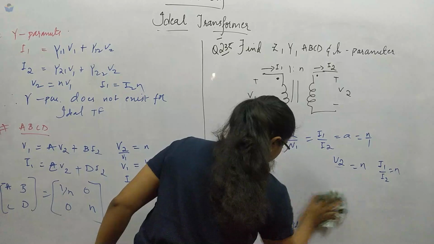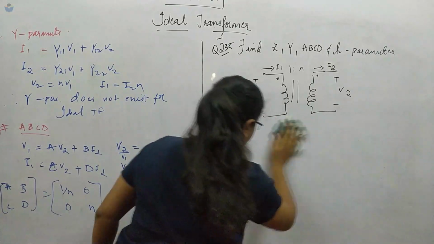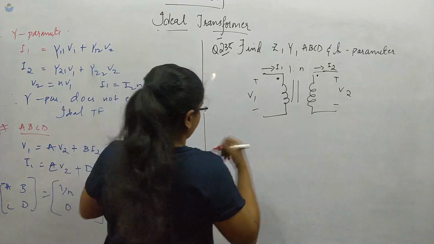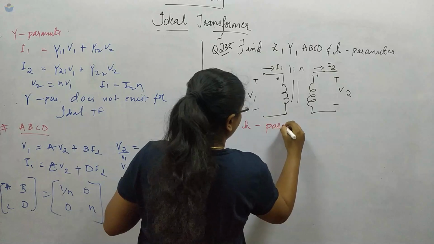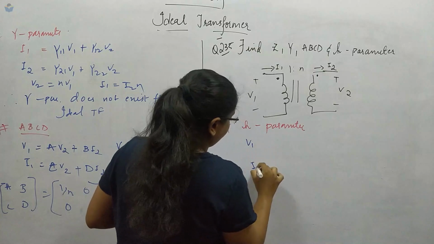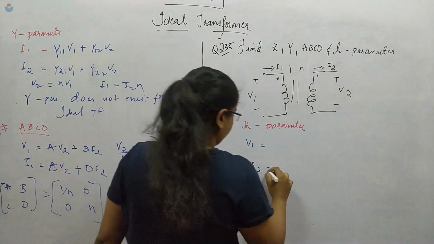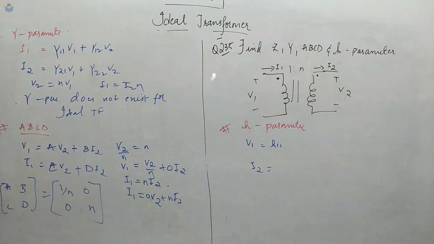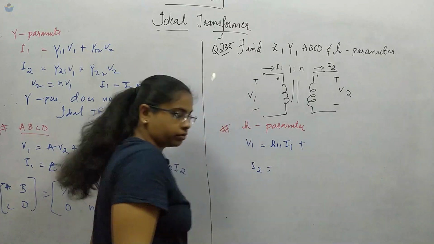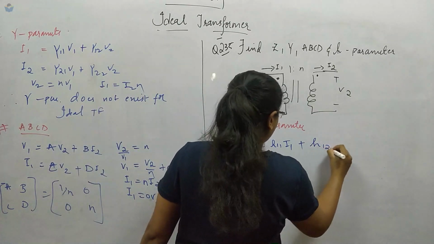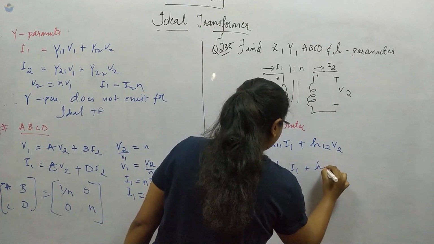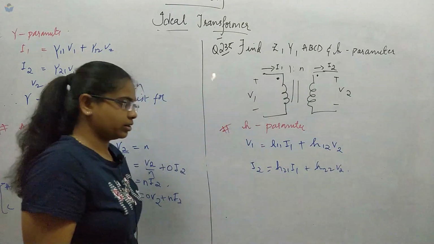Okay, we will see the H parameter. What are the equations we will write for this one? V1 and I2, right? So here we will get V1 equal to H11 I1 plus H12 V2, and here also I2 equal to H21 I1 plus H22 V2. Okay, so this is the parameter.